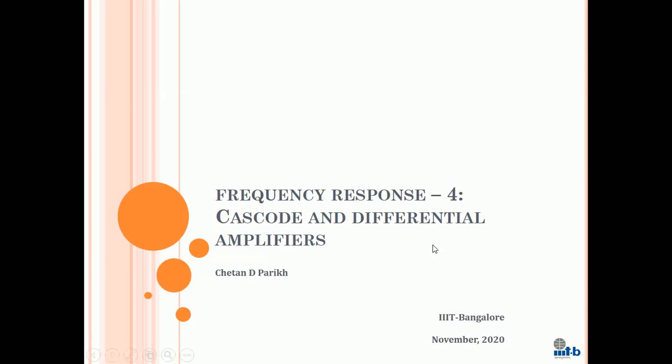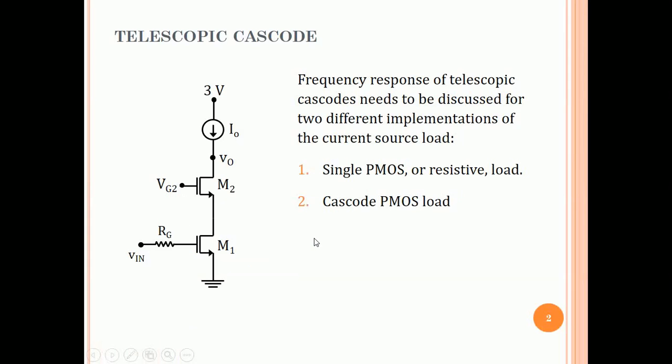So this is our last lecture on frequency response. We'll look at the cascode, the telescopic cascode and the differential amplifier configurations. This lecture will only look at qualitative analysis of frequency response. We will not derive any equations. Whatever equations should be derived, I am leaving it to you to derive. We'll just study the time constants and see which time constants dominate the frequency response.